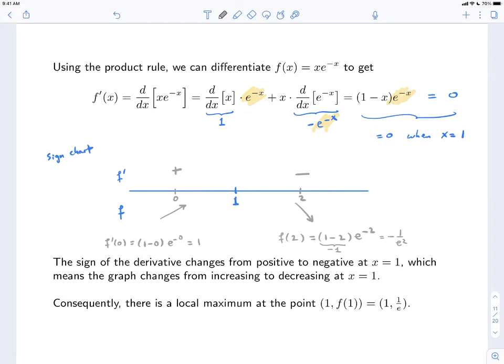So what does that tell us? That tells us that we have a local maximum value at x equals 1. And we can compute the y value because we have a formula. f of x is equal to x times e to the negative x. So when x is equal to 1, y is equal to f of 1, which is 1 times e to the negative 1, or 1 over e. You can see that here. So our local maximum value is 1 over e, and it happens when x is equal to 1.